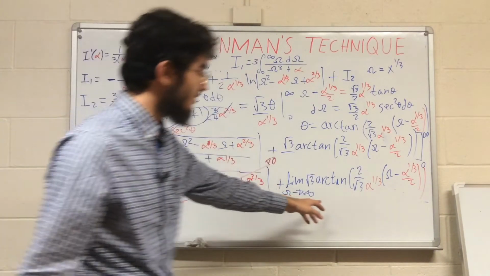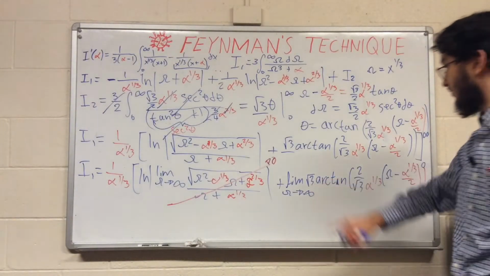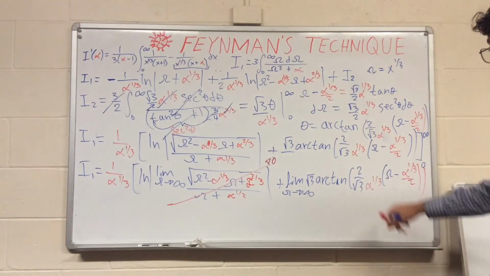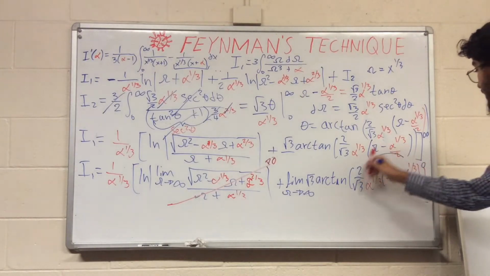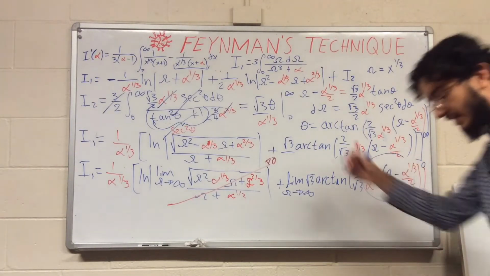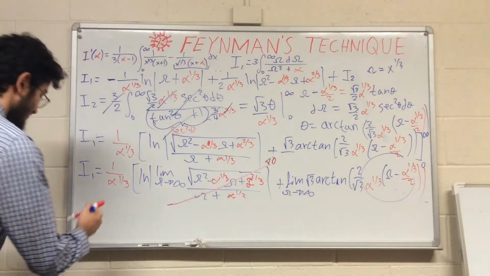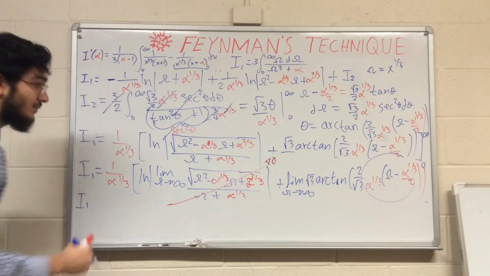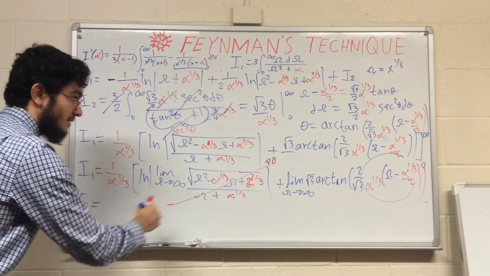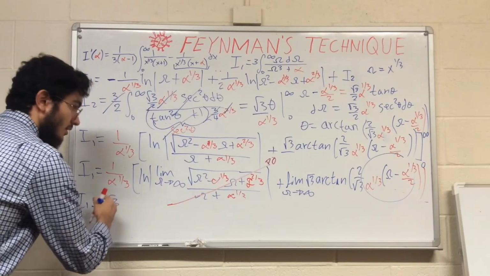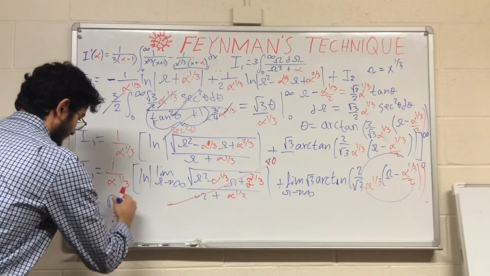Now over here, let's see what happens. The limit as omega goes to infinity of radical 3 times arctangent of this whole thing. Let's look at omega. As omega goes to infinity, this whole thing explodes and goes to infinity. Arctangent of infinity is nothing but pi over 2. So therefore, we have that I1. That's only for the upper limit, right? We have to evaluate at 0 as well. It's going to be 0 plus radical 3 times pi over 2, so radical 3 pi over 2.